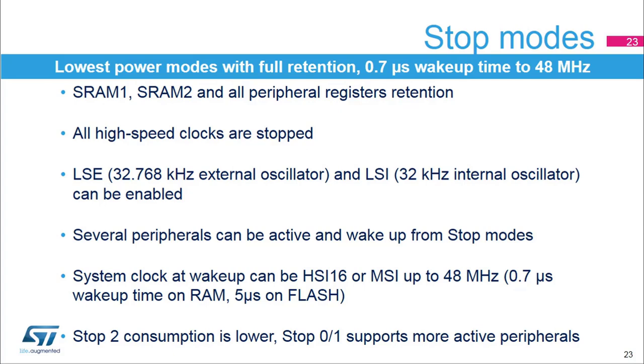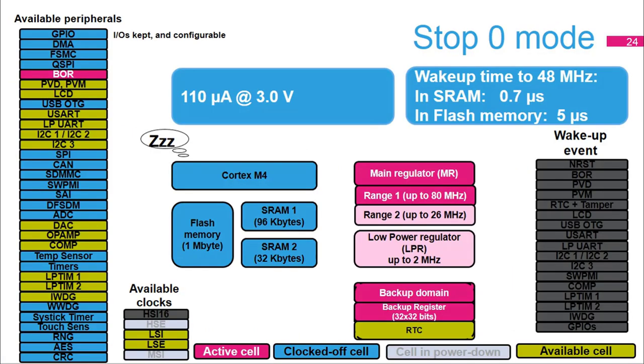System clock on wake up can be the internal high-speed and multi-speed oscillators up to 48 MHz with only a 0.7 microsecond wake-up time from RAM or 5 microseconds from flash. Stop 2 consumption is lower than stop 1, but stop 0 and 1 support more active peripherals. In stop 0 mode, the system clock is frozen, and all high-speed clocks are powered down. The RTC, clocked by the internal or external low-speed oscillator, can be activated.